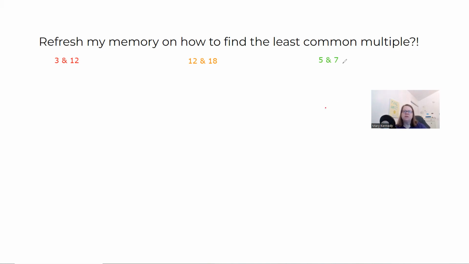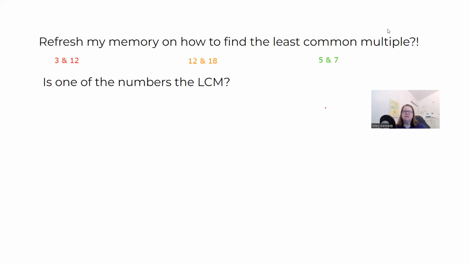So your first question with least common multiple is: is one of the numbers the least common multiple? Least means the smallest one that these 2 numbers have in common that's a multiple of both numbers. So if one of the numbers itself is the least common multiple, those are the nice ones because it's pretty straightforward and it's like the simplest to figure out.